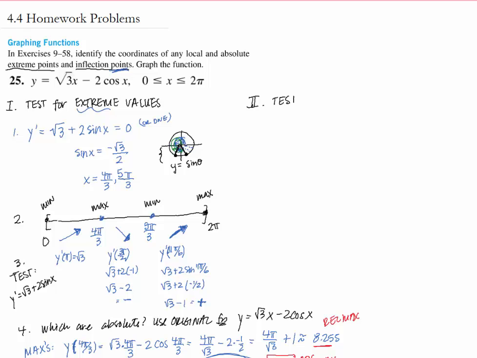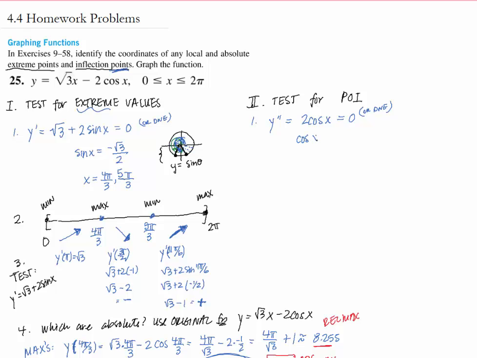Test for points of inflection. The steps are similar, but now we're going to use the second derivative. So we already have y prime over there, and we'll make up y double prime. Derivative of sine is cosine, so we get 2 cosine x. We care where that second derivative equals 0 or doesn't exist. Cosine is a continuous function from 0 to 2 pi, so we don't have this, but we always keep it in mind.